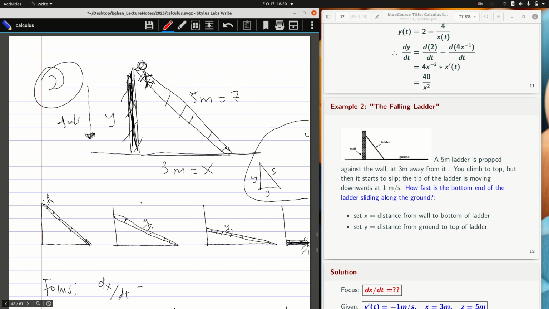It says that a 5 meter ladder is leaned against a wall at 3 meters away. So I have a wall here, and assume this is the floor. The bottom of the ladder is 3 meters away, but the ladder itself is 5 meters. I want to have that as z.